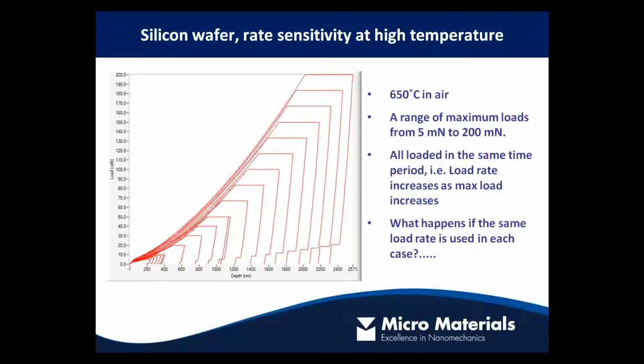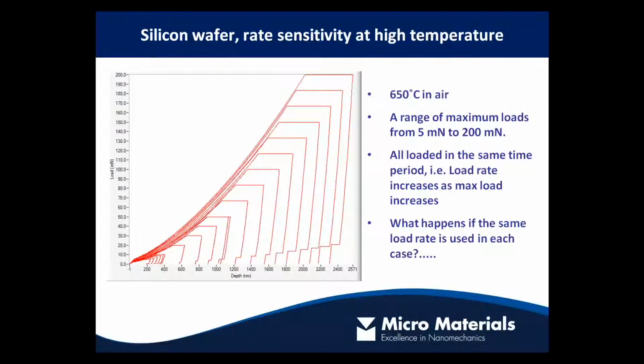Continuing with the silicon, here's an interesting little set. We have about 20 indentations here going from 5 millinewtons up to 200 millinewtons. All of these indentations were carried out using the same loading time. It took 30 seconds to load to 5 millinewtons, and it took 30 seconds to load to 200. So each of these indentations has been loaded at an incrementally higher loading rate. That means we've got less time available for the material to undergo this predominantly viscoplastic deformation, as well as the instantaneous elastic deformation that takes place.